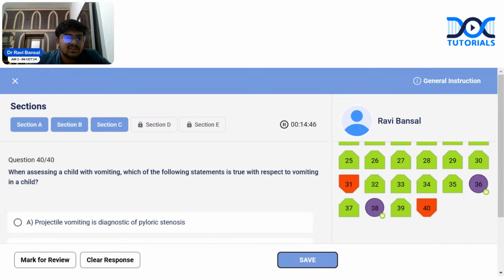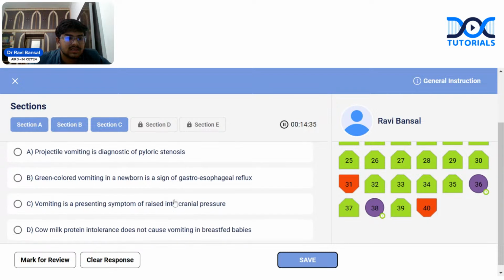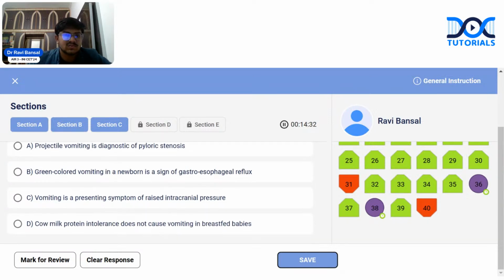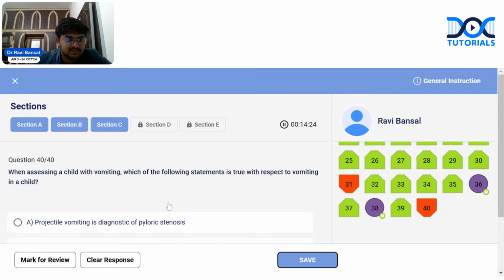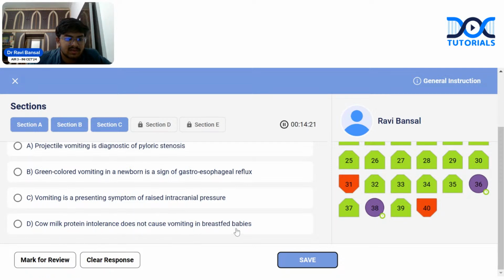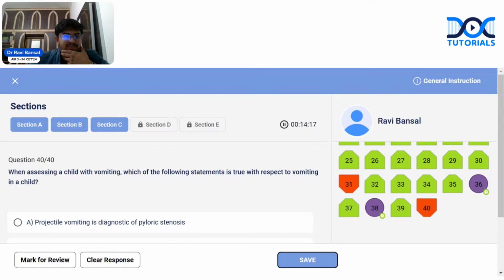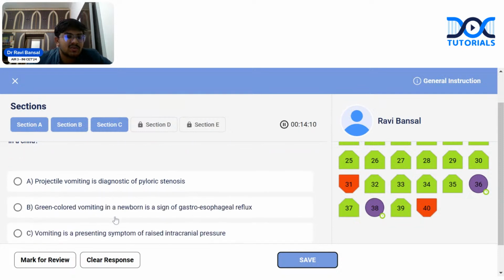When assessing a child with vomiting, which of the following statements is true with respect to vomiting in a child? Projectile vomiting is diagnostic of pyloric stenosis. Green colored vomiting in a newborn is a sign of gastroesophageal reflux. Vomiting is a presenting symptom of raised intracranial pressure. Cow milk protein intolerance does not cause vomiting in breastfed babies. Projectile vomiting is seen when there is increased ICP. In pyloric stenosis, I think there was non-projectile, non-bilious vomiting. I'm not sure about this.